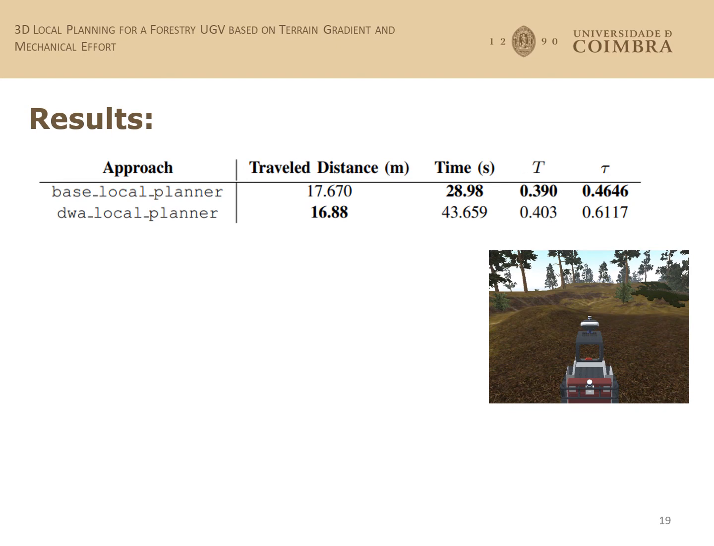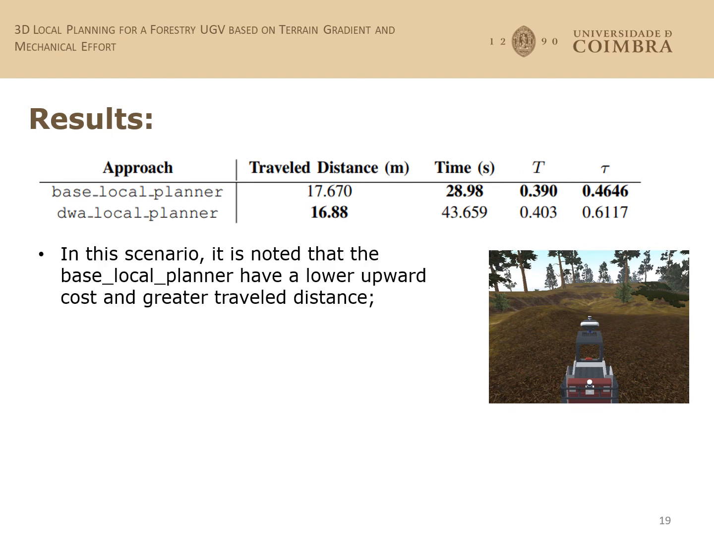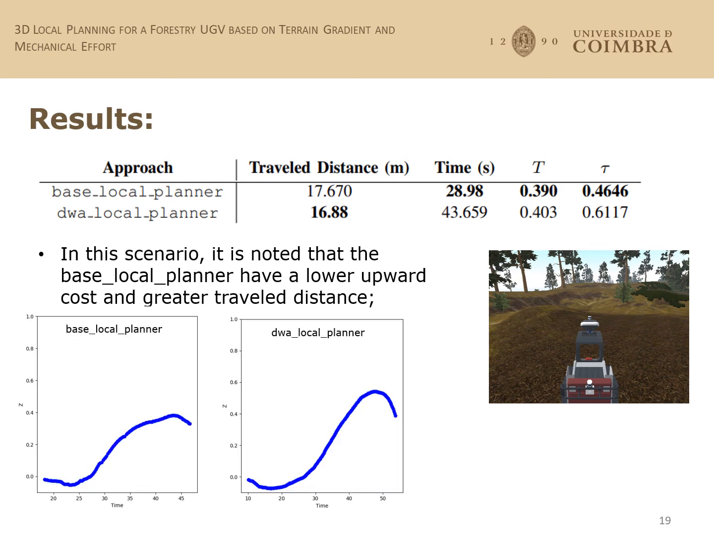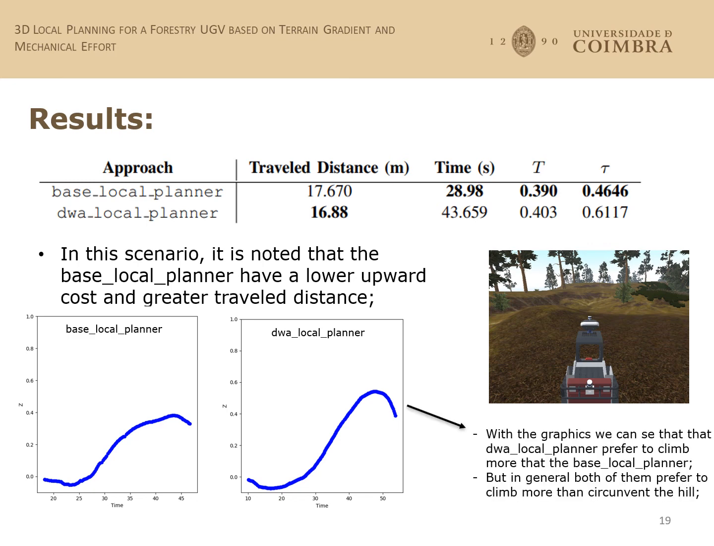In the third scenario, we can see that the difference of the upward cost was bigger. The DWA tended to go more uphill than the Base Local Planner, as can be seen in the graphics. But in these graphics it can also be seen that both of them prefer to go up and down the hill instead of circumventing it. So, despite the fact that the Base Local Planner has a better upward cost, both of them don't take the mechanical effort into account as they could.